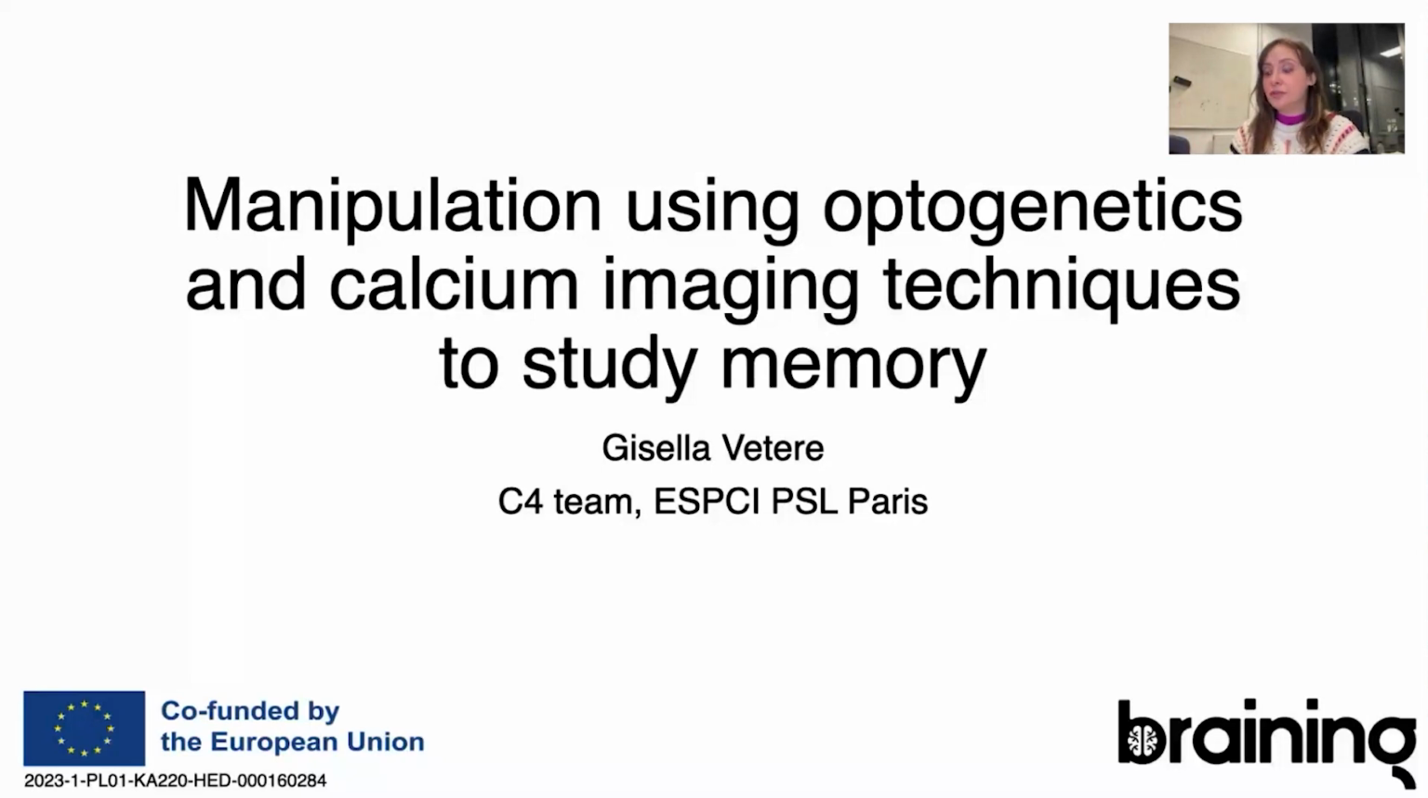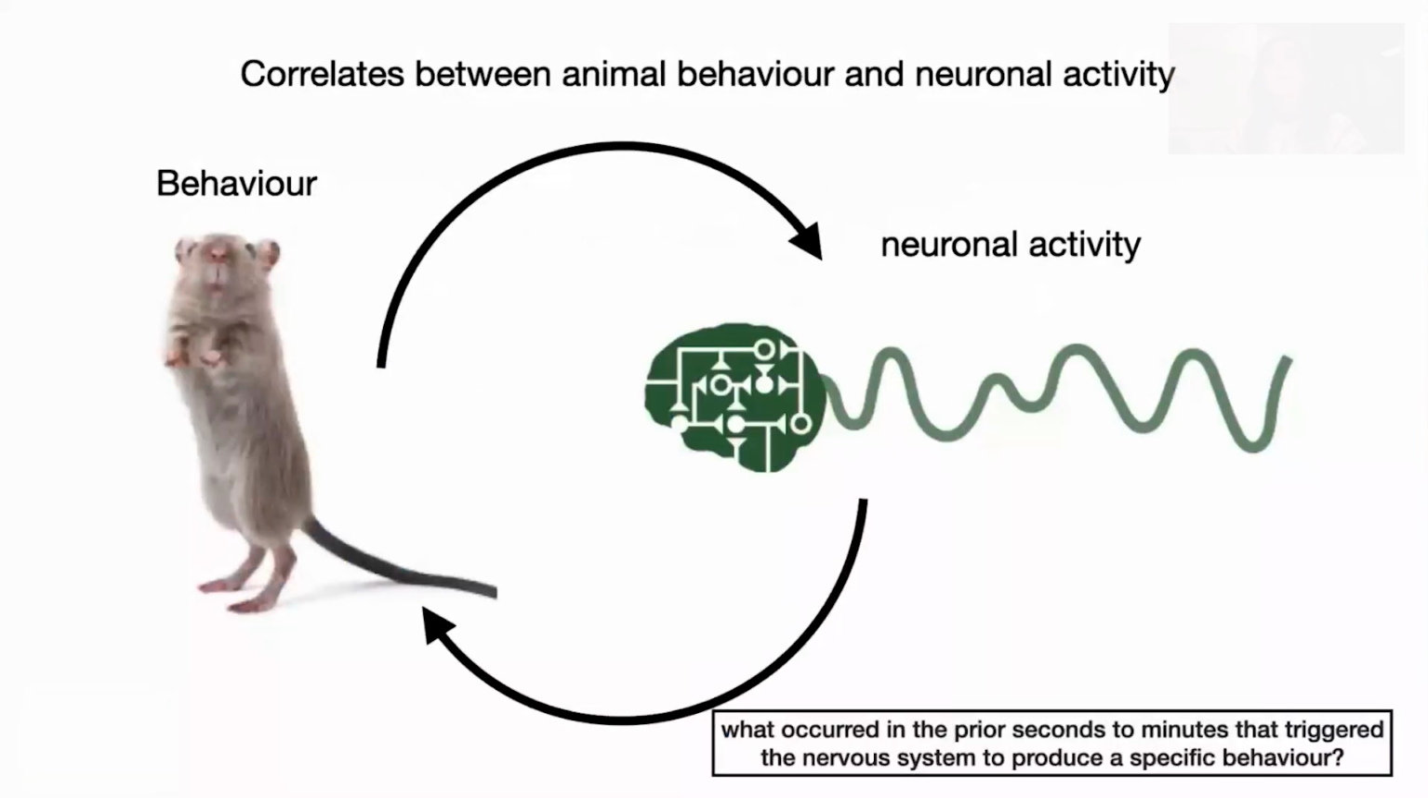As the title said, what we are going to discuss today are two different methods, optogenetics and calcium imaging. We are also going to see some examples of how you can use those techniques in neuroscience. The main purpose of what we are doing as neuroscientists, in particular behavioral or cognitive neuroscientists, is to try to understand how the behavior of animals, or of humans, correlates with neuronal activity.